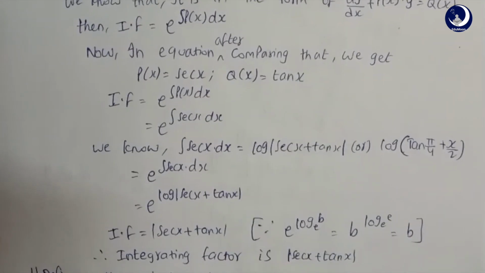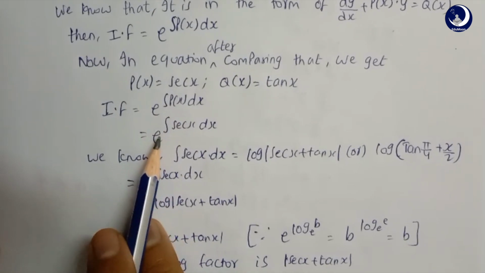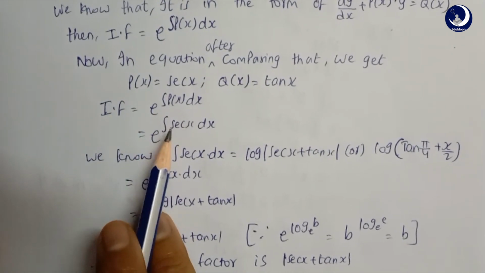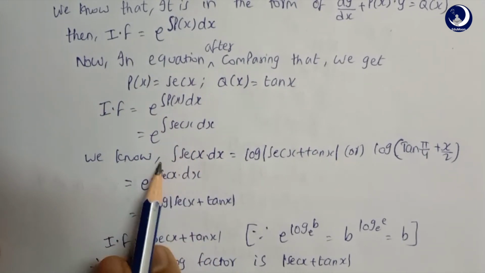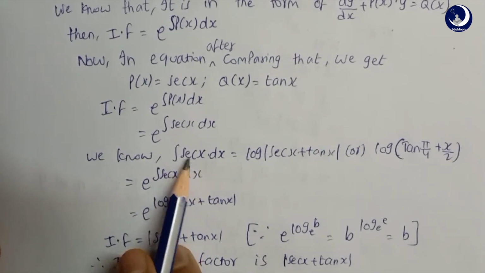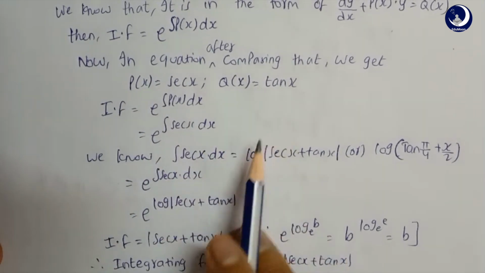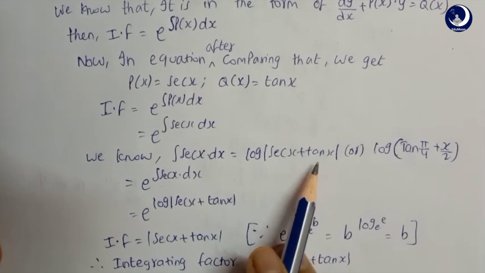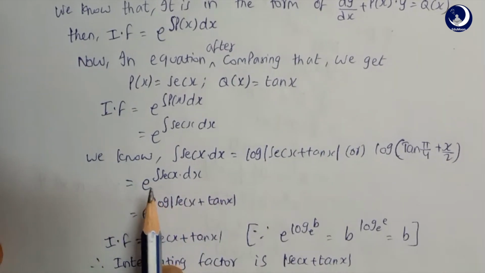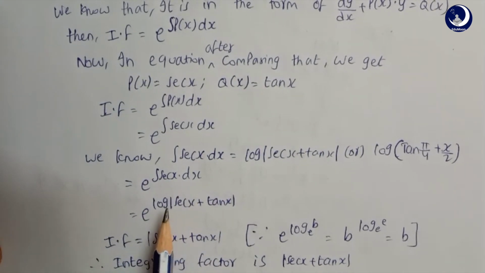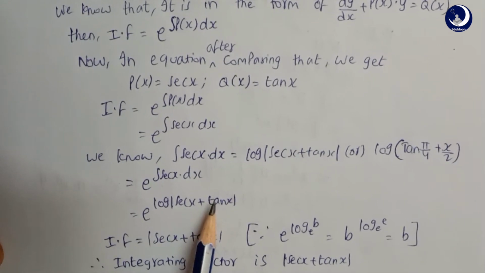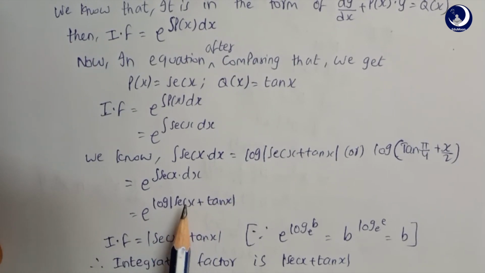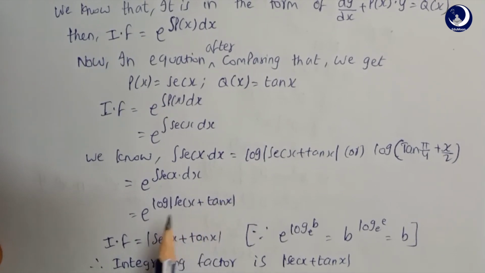Now we have to replace P(x) with sec x. Integrating factor equals e to the power integral sec x dx. We already know in integration that the integral of sec x dx is log|sec x + tan x|. That I substitute in this. Integral sec x dx means log|sec x + tan x|. By replacing, I get e to the power log of (sec x + tan x).